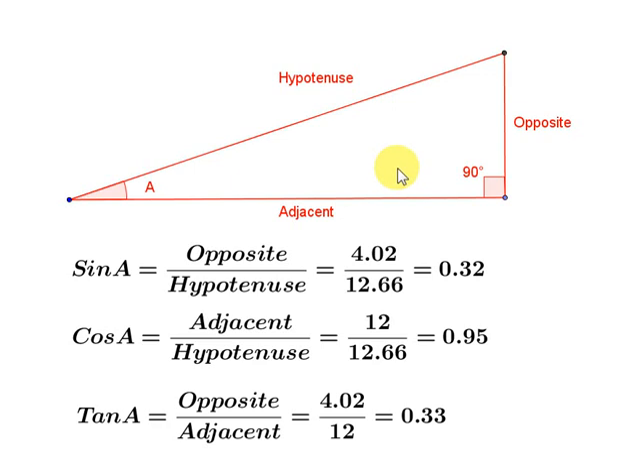Here we have a right angled triangle. We are interested in angle A in this right angled triangle. The side that's opposite A is over here.